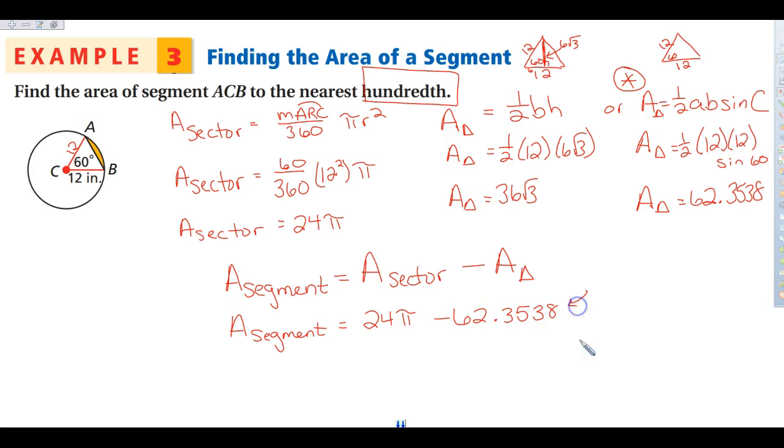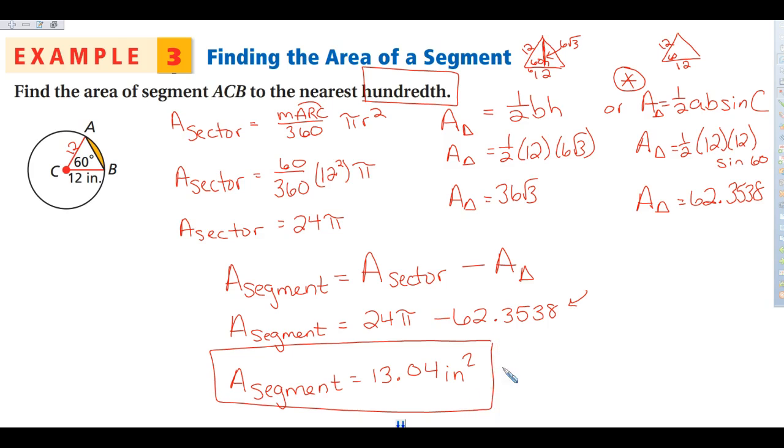Notice I'm leaving this longer than hundredths because I'm still in the middle of my problem. I don't want to round too far too soon when I'm in the middle. So for the area of my segment, you're going to do in your calculator, guys, 24 times pi minus this number, or minus 36 times the square root of 3. When we put it in the calculator, we get 13.04. Our unit is inches, and it is area, so it is inches squared.